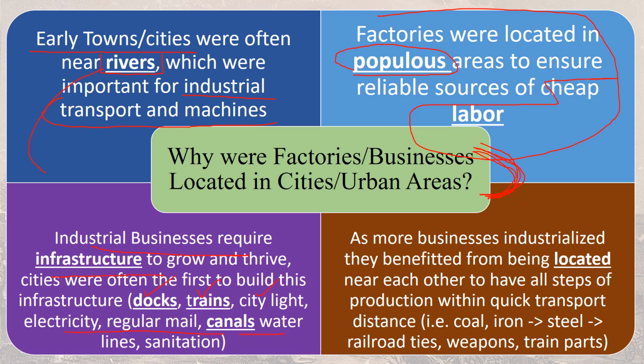And as more businesses locate in cities, they kind of gain a bonus from being near each other. You can have all steps of production within quick transport. You have your coal, which is dumped into cities. You have your iron production, so you can buy stuff. You have steel production, railroad ties. All of this is located in one area, which means it's easier to get the resources you need to produce things in your factory. So all of these are the reasons why factories and businesses were located there. And a lot of them early on are located near coal. Coal, again, is necessary for the steam engine.